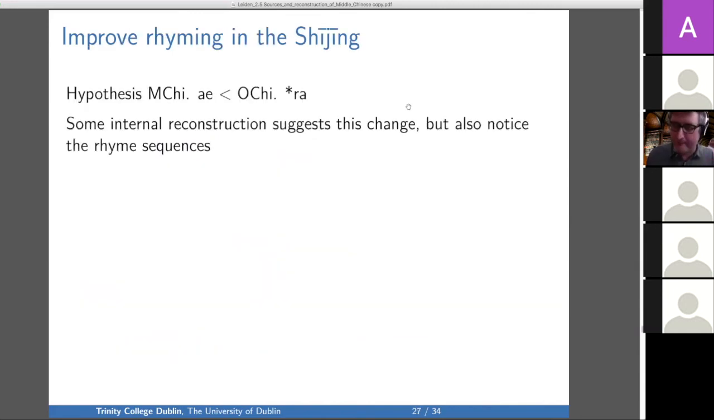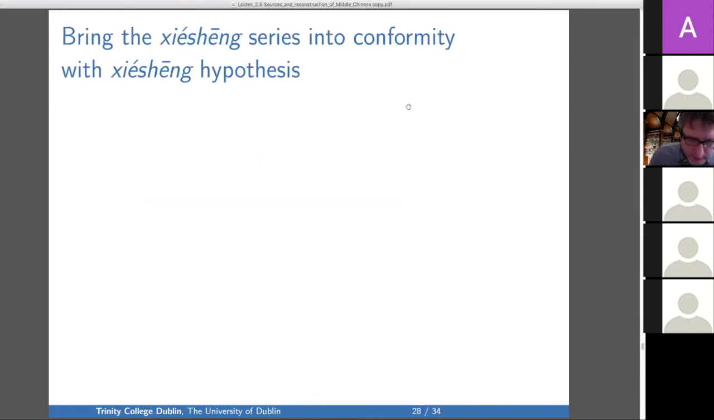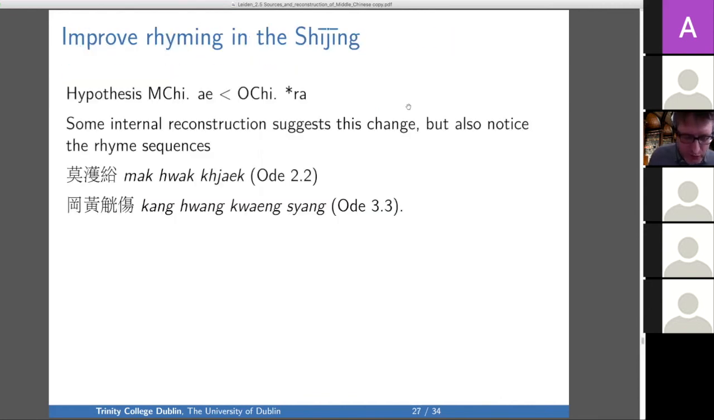And just give you another indication of doing the same sort of thing in terms of improving rhyming in the Shijing. So this is a hypothesis that a certain vowel in Middle Chinese, which you can think of as ah, comes from ra. And then I will just point out that in Ode 2.2, we get a rhyme between ak and ak. And in Ode 3.3, we get a rhyme between ang and ang. So the hypothesis that ah comes from ra would improve this.